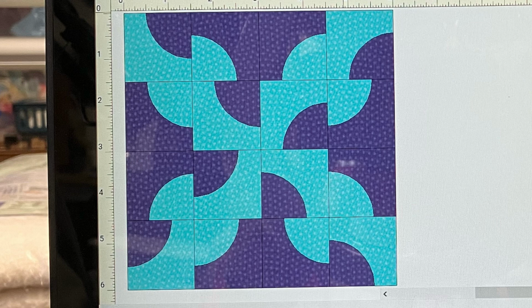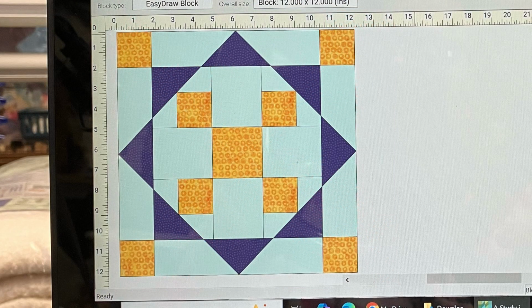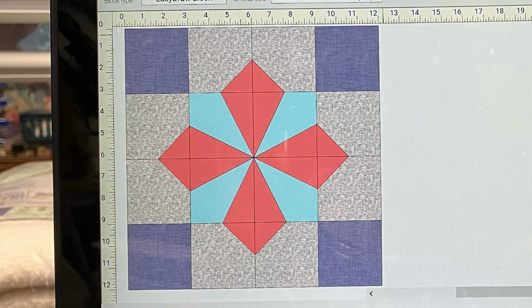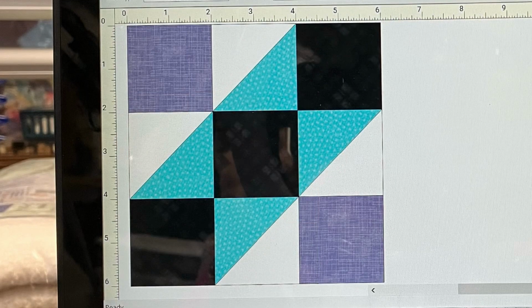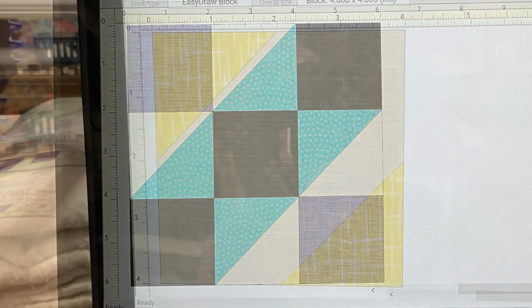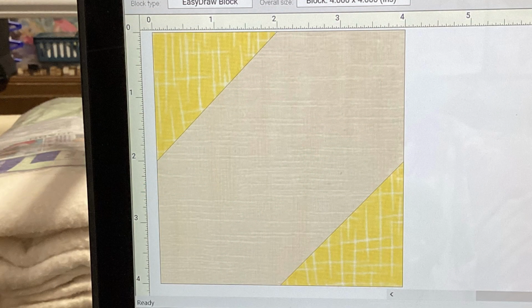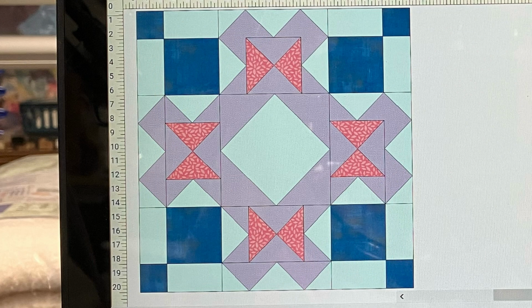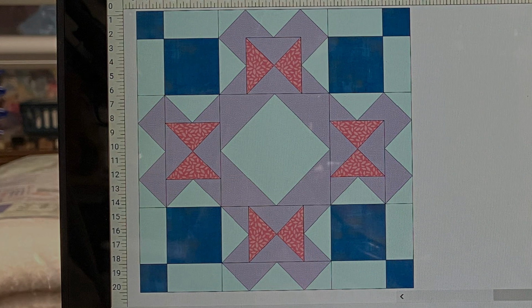Part 1, Chapter 4. Drunkard's Path, to push our skills a little bit. Part 1, Chapter 5. Diamond Ring. Part 1, Chapter 6. Lily of the Field and some contrary wife blocks. Part 1, Chapter 7, Pill Block, and a Cathedral Window Block. Here we go with the second half of the book, Part 2.